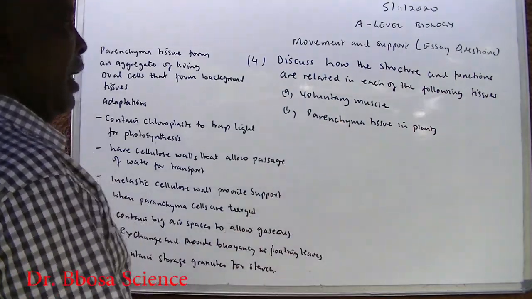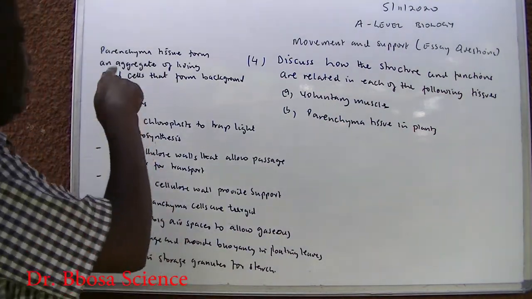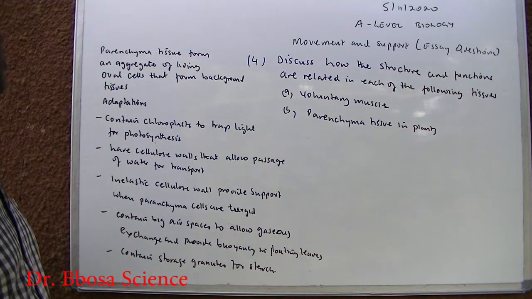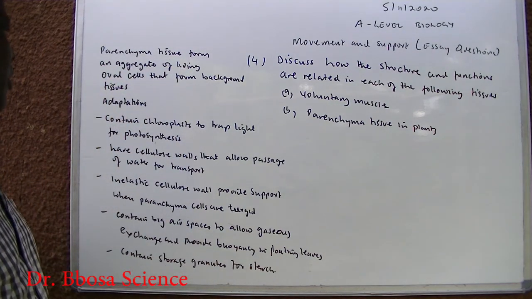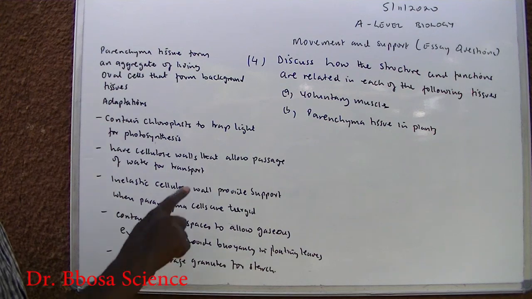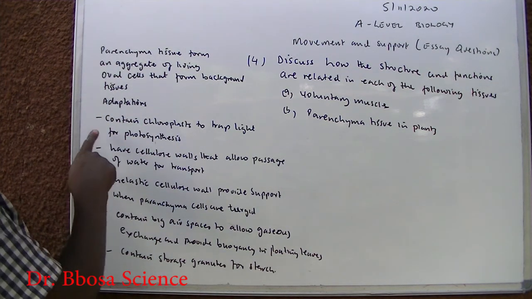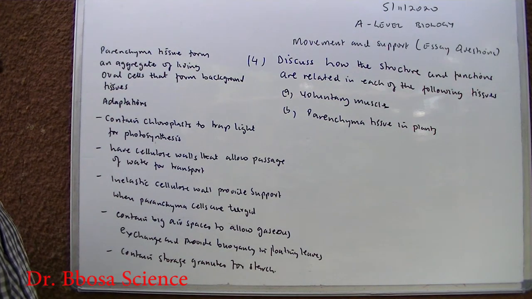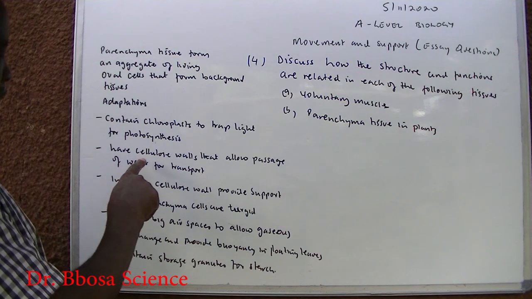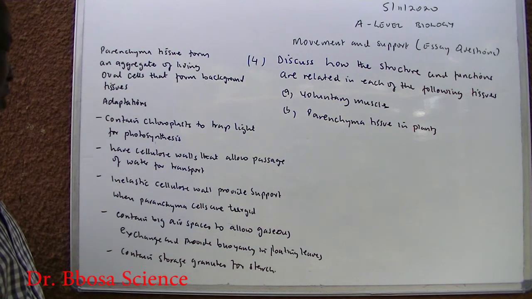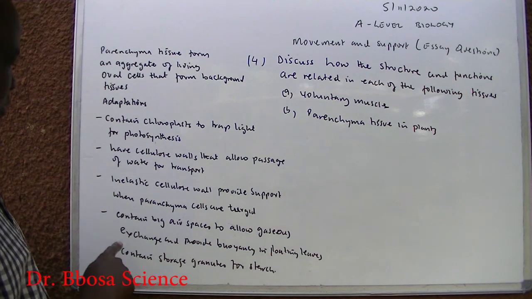B. Parenchyma tissue in plants. Parenchyma tissue forms an aggregate of living oval cells that form background tissue. Adaptation: contain chloroplasts to trap light for photosynthesis, have cellulose walls that allow passage of water for transport.